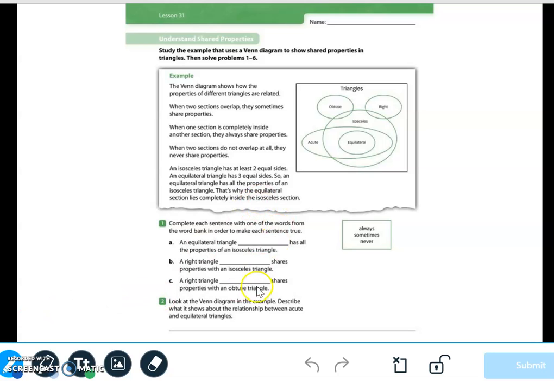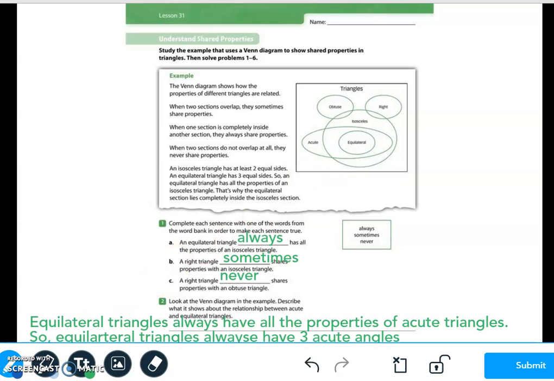So we're going to fill in our blank. Let's take our time here. Use this diagram to help you. It says to look at the Venn diagram and describe what is shown about the relationship between acute and equilateral triangles. So we want to look at our acute triangles, which is here, and our equilateral triangles, which is here. Let's pause the video and see if we can answer this.